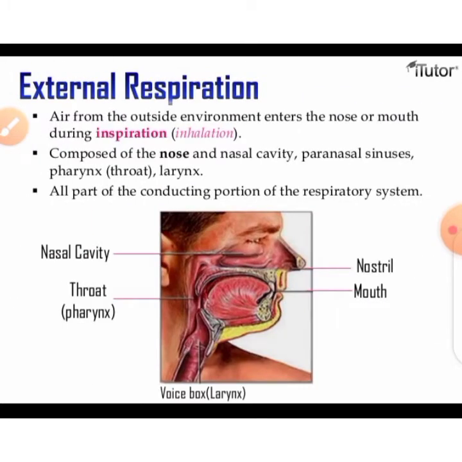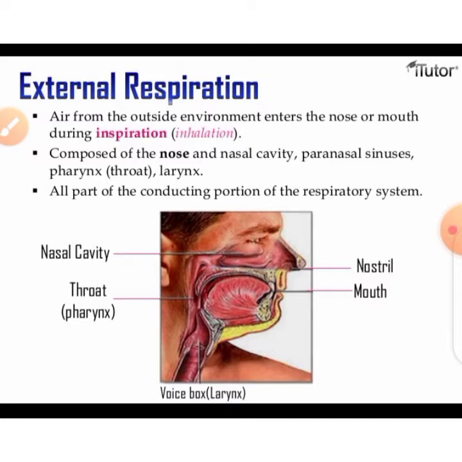So, external respiration. Let's go straight to the point here. Air from the outside environment enters the nose or mouth during inspiration. Remember, we talked about inspiration and expiration. Inspiration is the air you take into the lungs, which is also known as inhalation. It comprises the nose and the nasal cavity, paranasal sinuses, the pharynx, which is known as the throat, and the larynx. These are all parts of the conducting portion of the respiratory system.